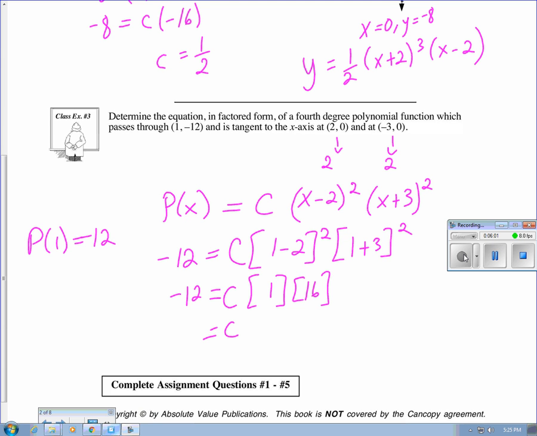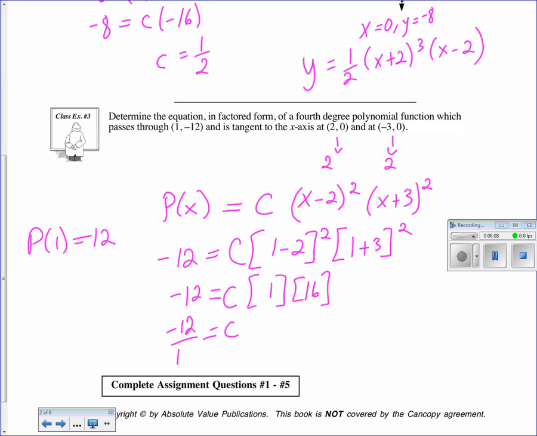And now I have negative 12 equals c times 16. So c is going to be equal to negative 12 over 16, which can actually be reduced to negative 3 over 4. Divide both top and bottom by 4. And I get to say what my polynomial is.